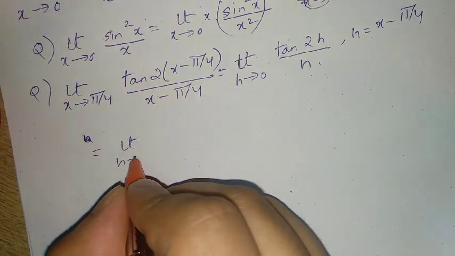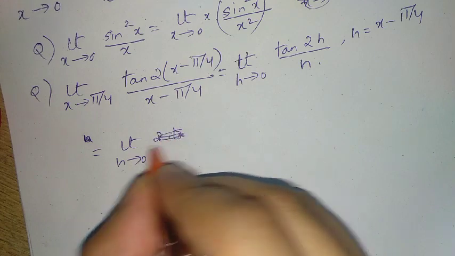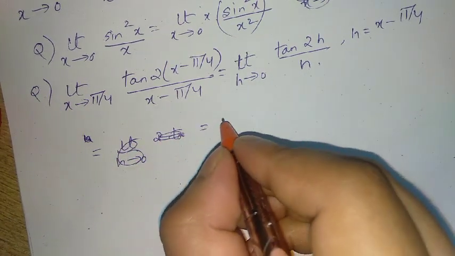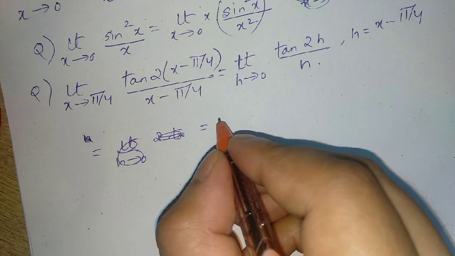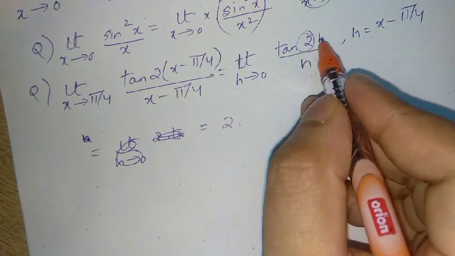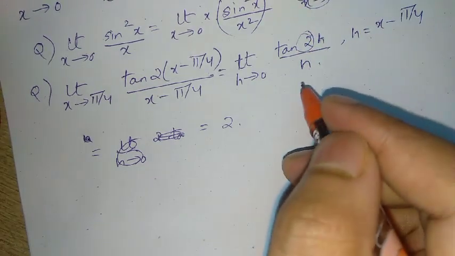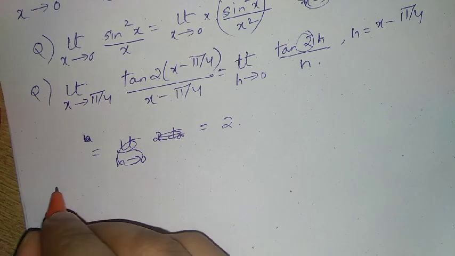So after this the next step is this, limit h tends to 0. We'll multiply and divide tan 2h by h. We know the limit is nothing but equal to 2. Whatever is the coefficient of h in tan h, that will be the answer. Okay, these are the direct questions. Here are some simple questions.